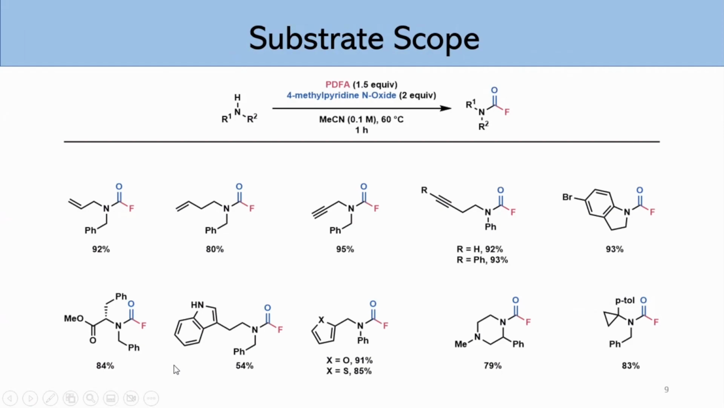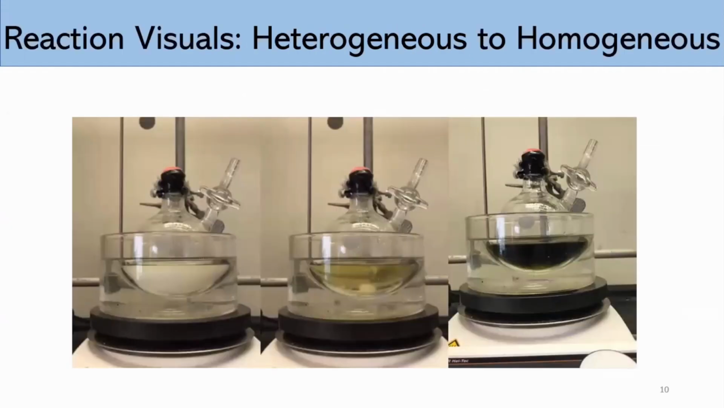This tryptamine carbamoyl fluoride can be prepared in only 54% yield, but we're also pretty impressed with the reaction working in the presence of this H bond. And we do have a crystal structure of this compound, which proves the carbamylation takes place at the secondary amine over the indole nitrogen. So I just wanted to give a visualization of these reactions.